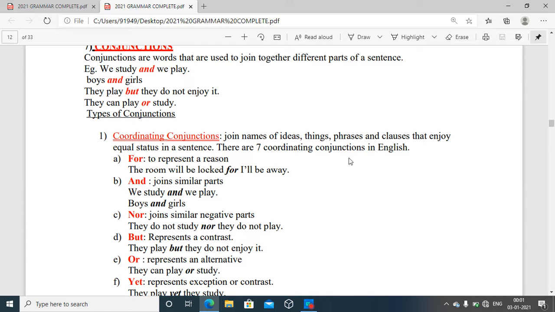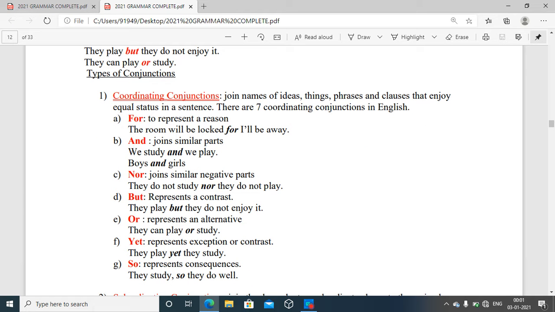There are 7 coordinating conjunctions in English. It's very important to note this down. You cannot opt for a coordinating conjunction randomly. Those are 7 well-defined coordinating conjunctions. You don't have to think more about it; just learn those 7 and get the examples for each.